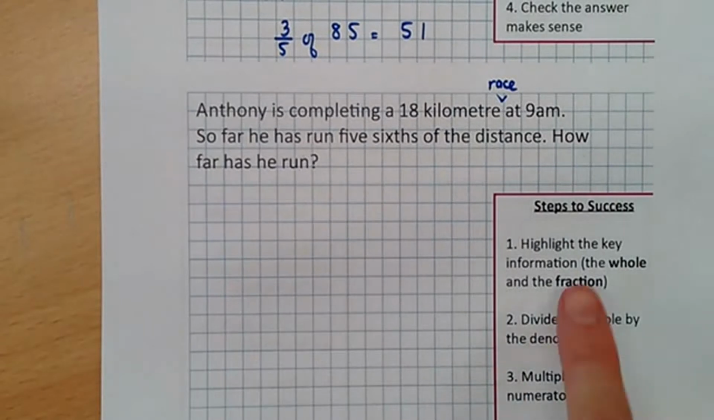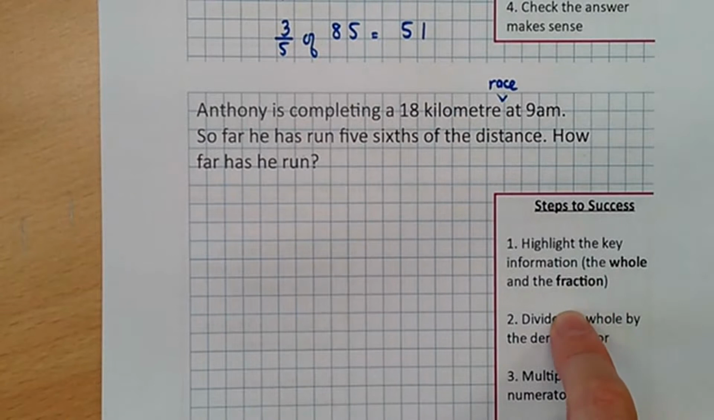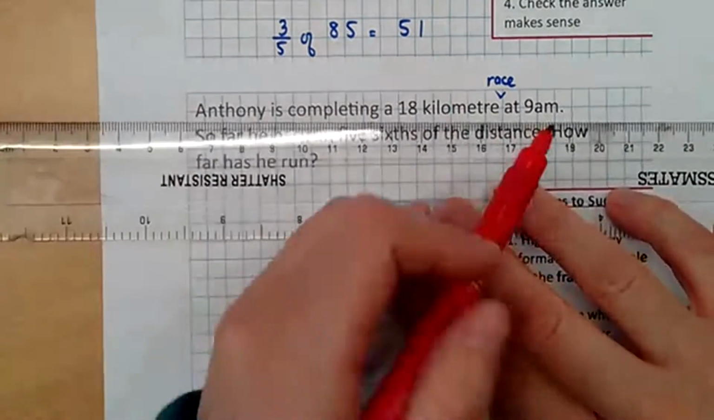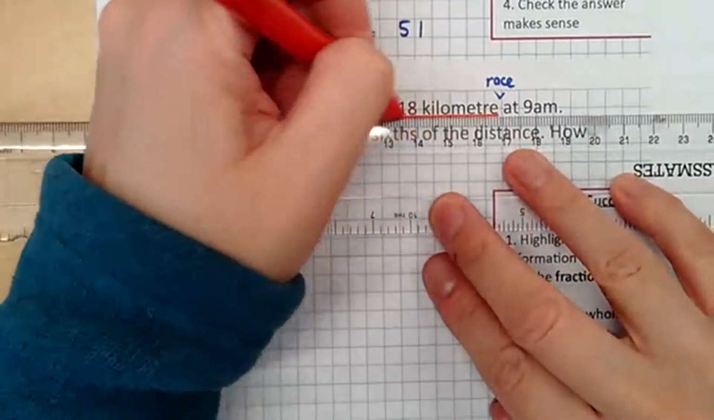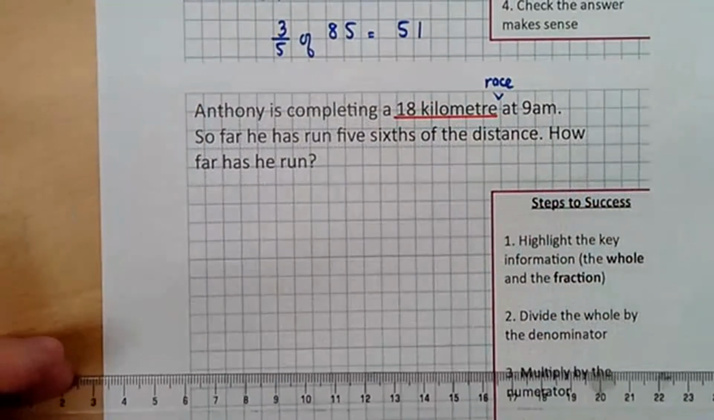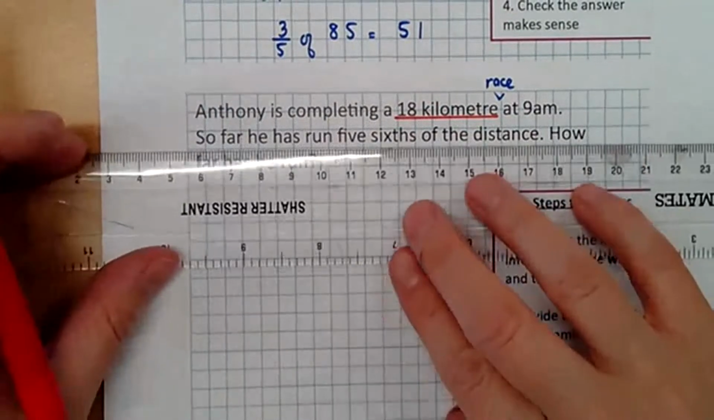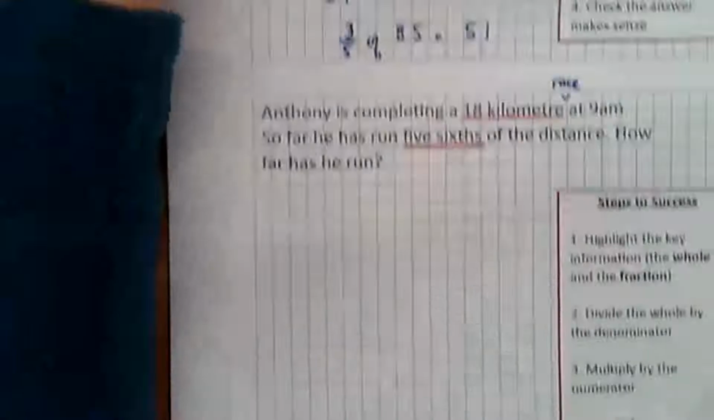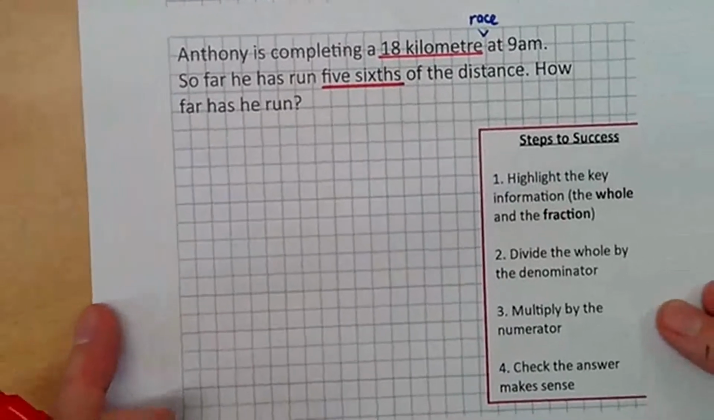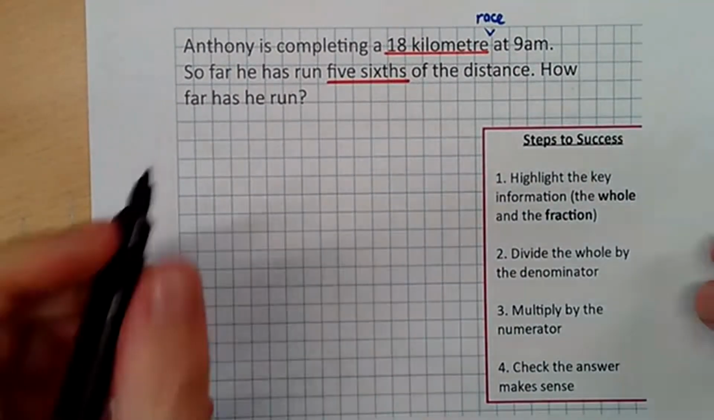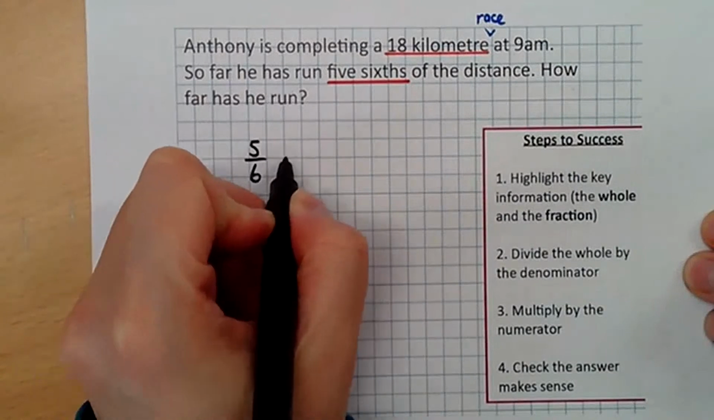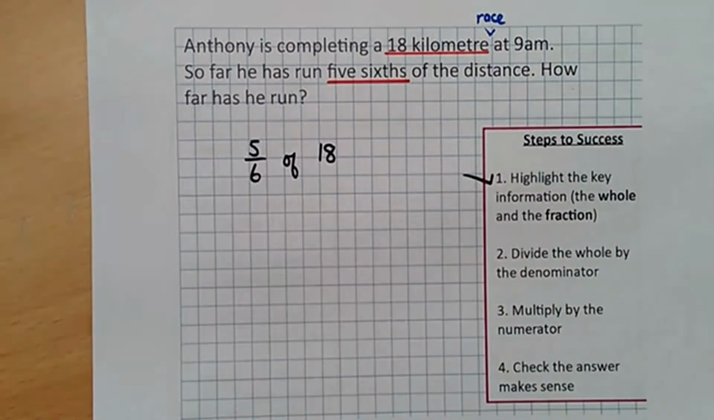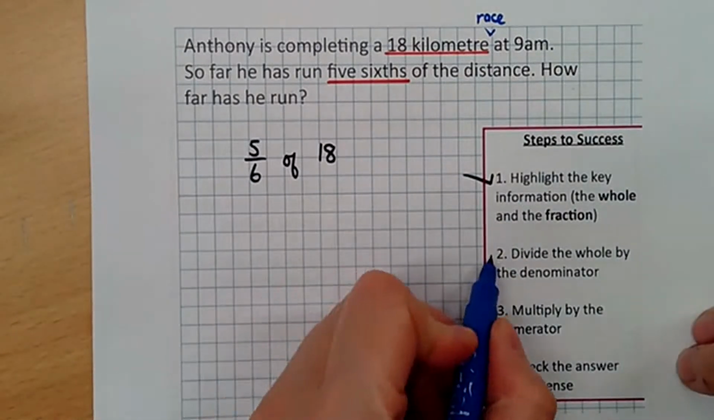So let me see. The first thing that I'm going to do is highlight the key information. I'm looking for the whole and the fraction. I don't think 9 a.m. is a whole or a fraction, but I think that 18 kilometers is definitely my whole, and my fraction 5/6. Okay, so I'm now going to write my fraction. 5/6 of 18.